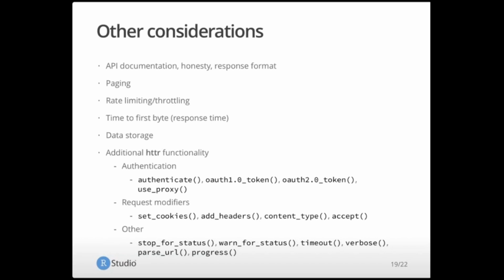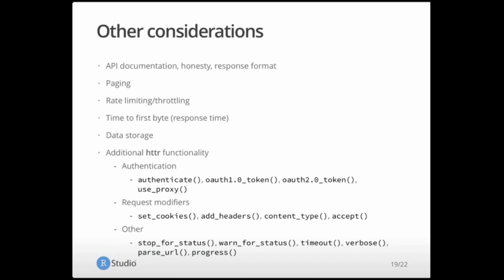And it's a good idea to understand the httr functionality that augments the things that we've already been talking about. We did talk a bit about OAuth 1 and OAuth 2. You can also use proxies, and the authenticate method itself is a little more generic. You can use it to authenticate with basic authentication and other kinds of tokens. There are request modifiers as well. These tend to come up in post methods rather than in get methods, so this is when you're sending data to a data store. You can set cookies, add headers, and set content type in the accept headers as well.